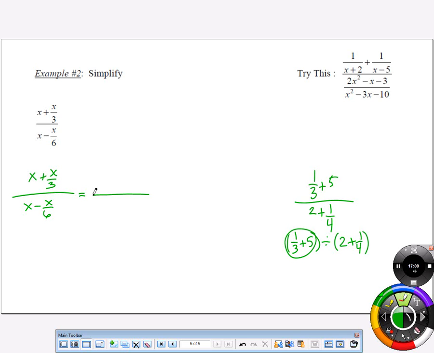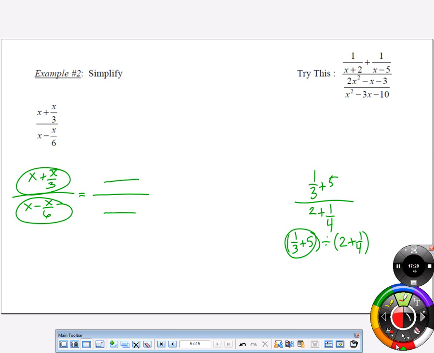I want to rewrite it so that the numerator is one fraction and the denominator is one fraction. So I basically want to go do this addition problem off to the side, and I want to go do this subtraction problem. Basically, I'm going to turn this into a problem that you could have done for homework last night or in the math moment today, right?